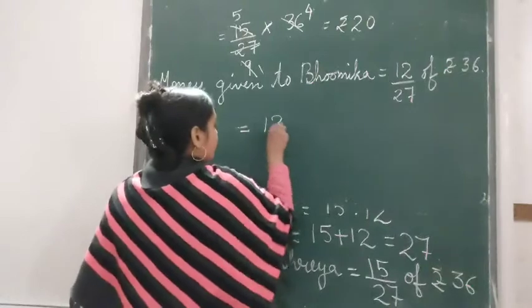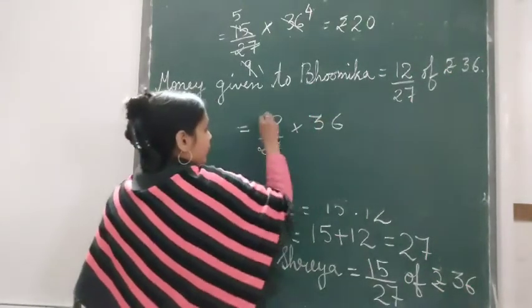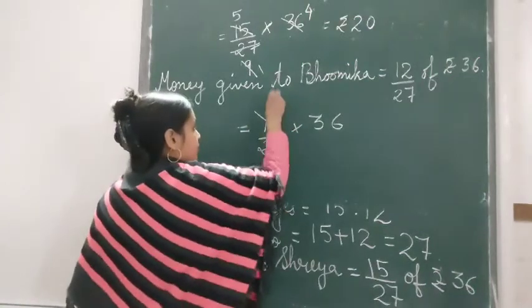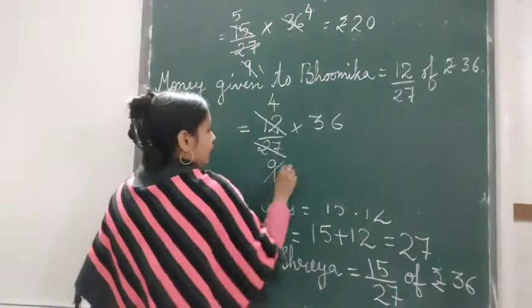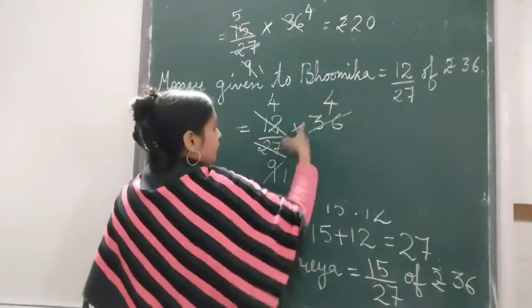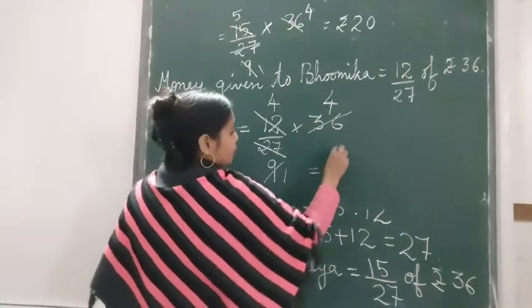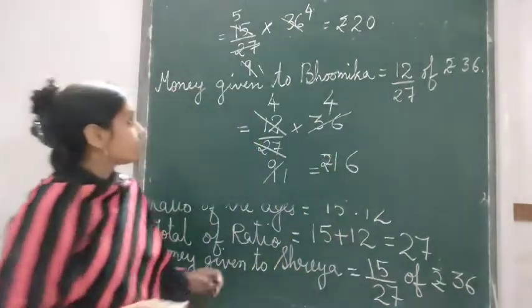That is 12 by 27 into 36. Now 12 and 27 both are divisible by 3. 3 fours are 12, 3 nines are 27. 9 ones are 9, 9 fours are 36. 4 multiplied by 4, that is 4 fours are 16. So the amount is rupees 16.